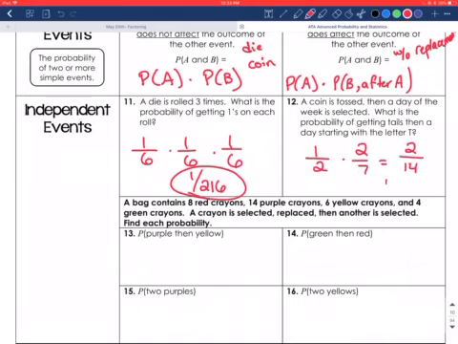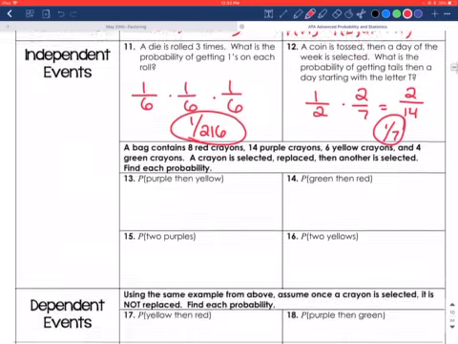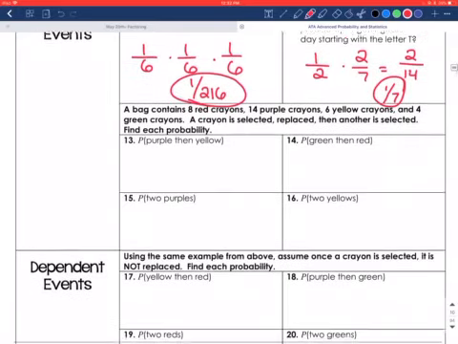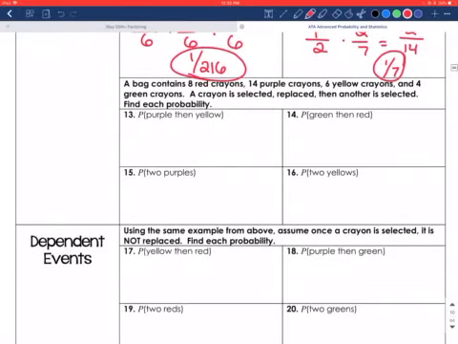You just multiply those out, 2 over 14, which will give you 1/7. So there's your probability there. The coin being tossed and the day of the week have nothing to do with one another, right?